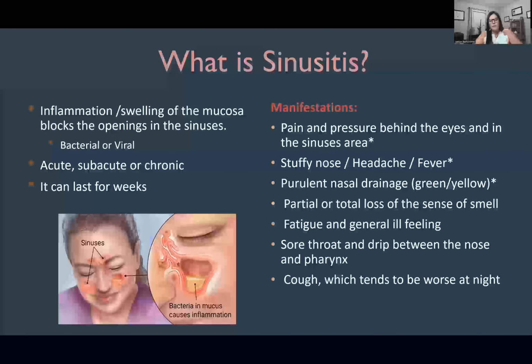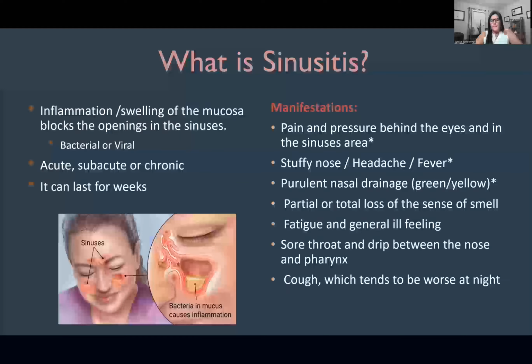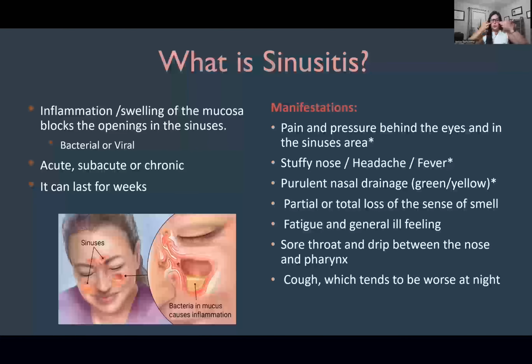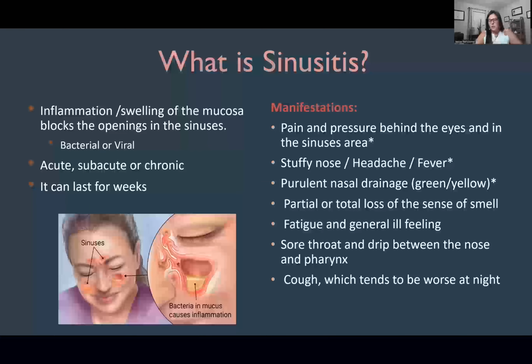Typically, maybe you start with some allergies, you don't treat them, and boom, it develops into sinusitis. Typically, sinusitis is diagnosed with just the symptoms of the patient, and by the doctor just pressing right here above your sinuses. And if that hurts, they usually diagnose you with sinusitis. If it's chronic, yes, you can do an endoscopy and some CT scans, but not for the acute.